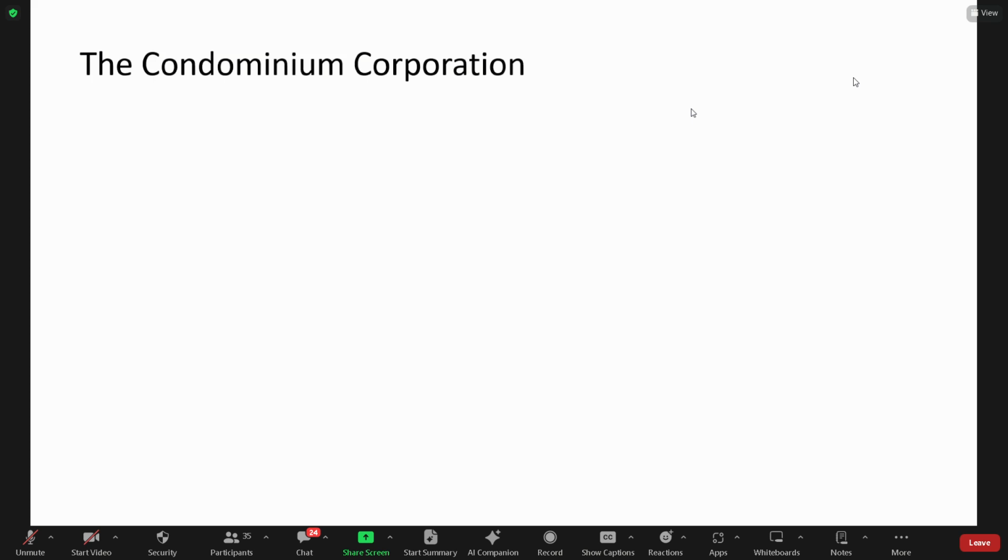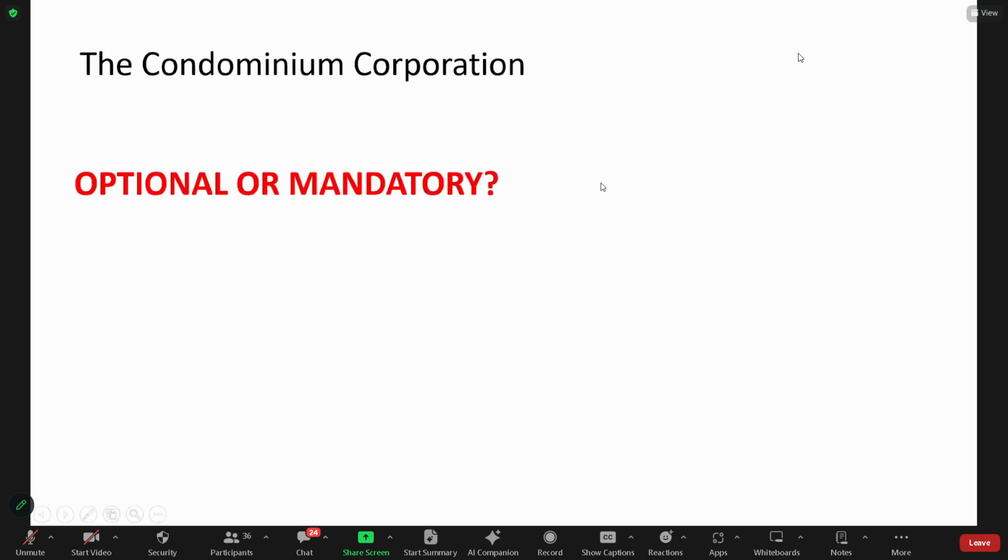The condominium corporation. By now you probably understand what a condo corp is, what it's for. I mean, we're not done yet, but you have a basic grasp of what it's for, right? It's the managing body of the condominium. And as a unit owner, you become part of the condominium corporation. Okay. The question is, is it optional or mandatory?